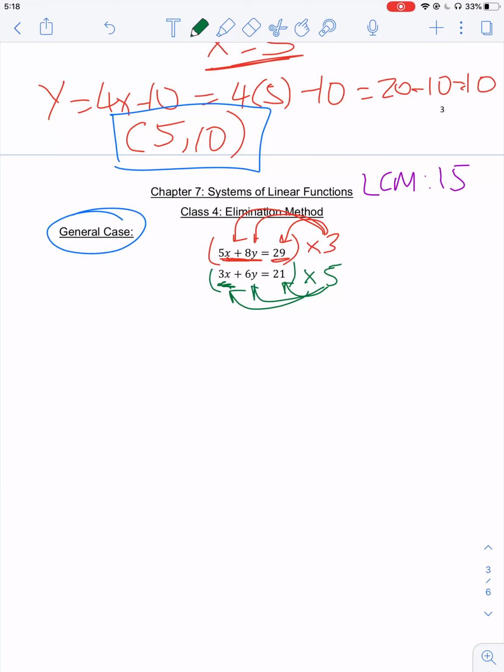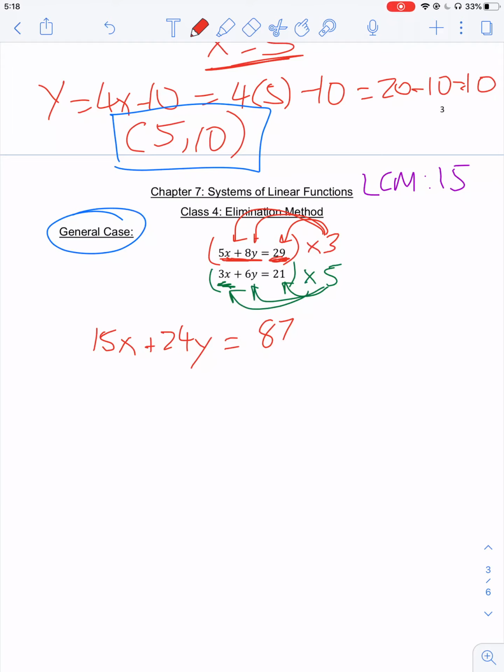So now let's rewrite these equations down here in red. Let's not waste too much space, because usually I run out of space by the end. So 5x times 3 is 15x. 8 times 3 is 24y. And then 29 times 3, this is where you would use the calculator, but I think it's 87, because the trick is 30 times 3 is 90, and then 29 is one less, so 1 times 3 is 3, so just do 90 minus 3. I'll use my calculator to check. Yes, it is 87.